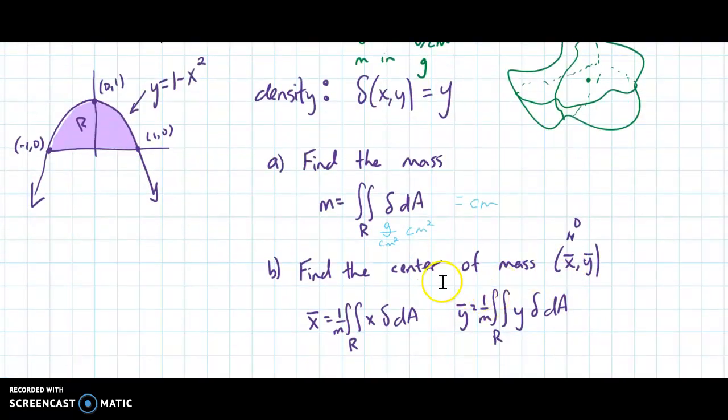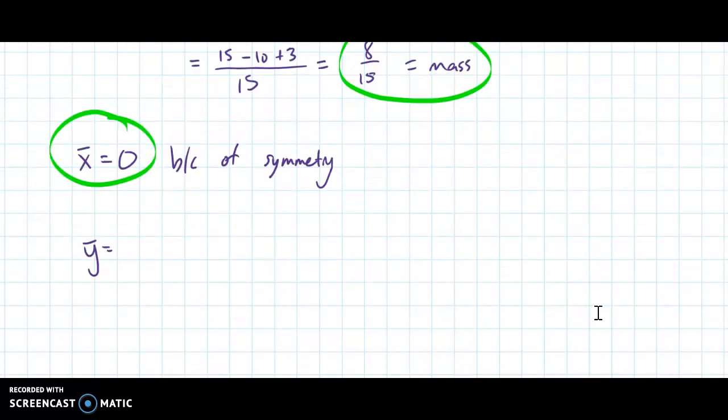So now what I'm going to do is find y bar, which is going to be 1 over m times the double integral over R of y times density dA. Now, my bounds are going to be the same as before. Oh, I guess the mass, when I flip 8/15, I get 15 over 8.